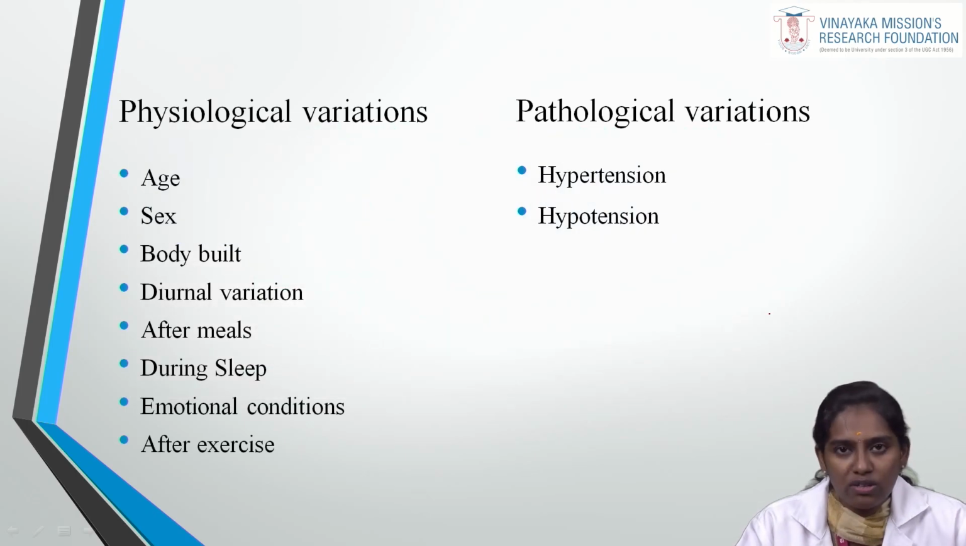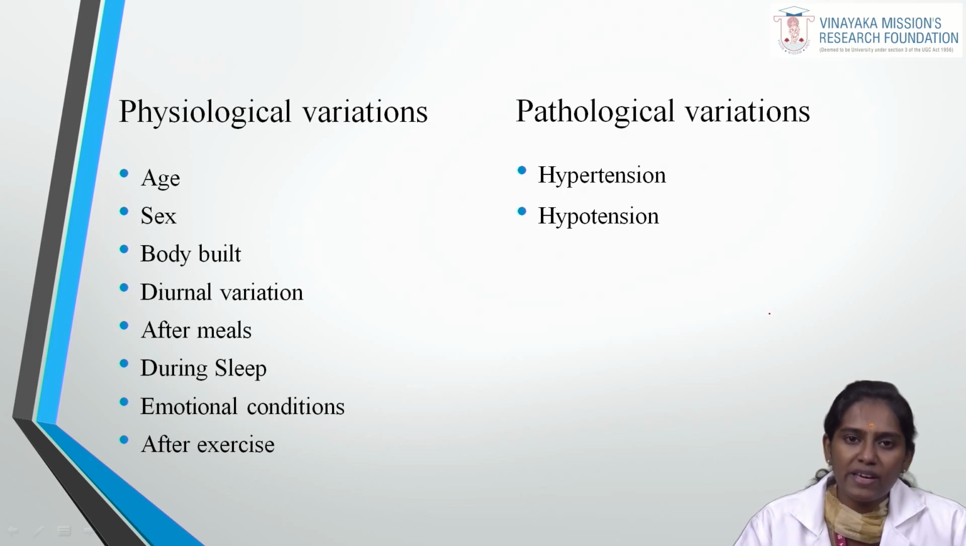Then coming on to the physiological and pathological variations, in which all conditions you will be having variations, that is there will be a minimum variation or maximum variation. In what all? In physiological condition, that is age, sex and body build, and diurnal variations, and after meals, and during sleep there will be a variation. Then in the emotional conditions and after exercise there will be increased variations.